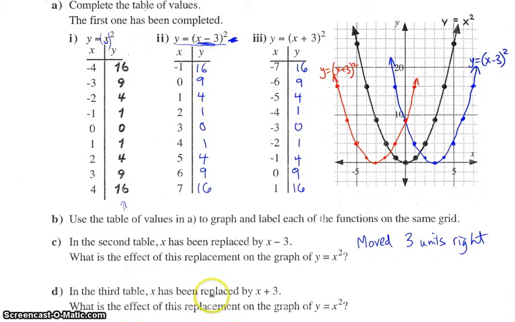Okay, in the third table, x was replaced with x plus 3. And that graph is our red graph. From the black to the red, it moved 1, 2, 3, moved or translated 3 units left. That seems to be opposite again, doesn't it? X plus 3 moved left in the negative direction, and x minus 3 moved right in the positive direction. Okay, we're going to continue this on the next video, part 2, so we will see you there.